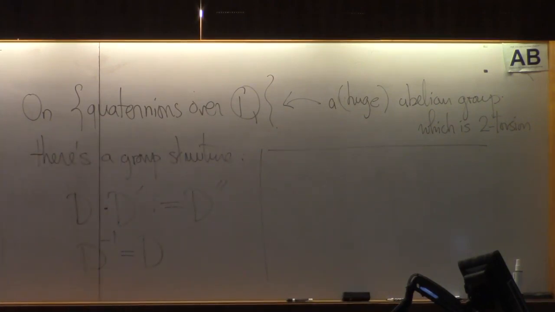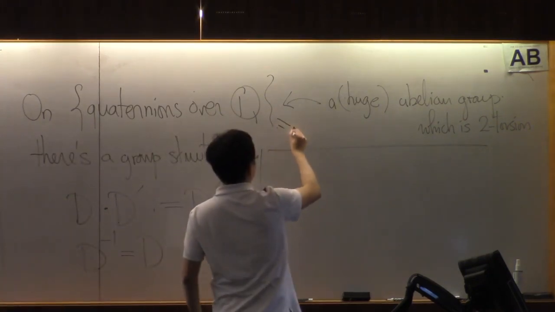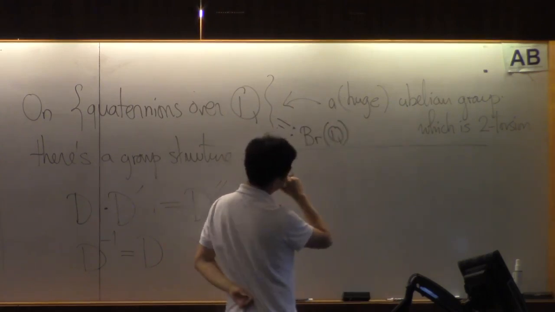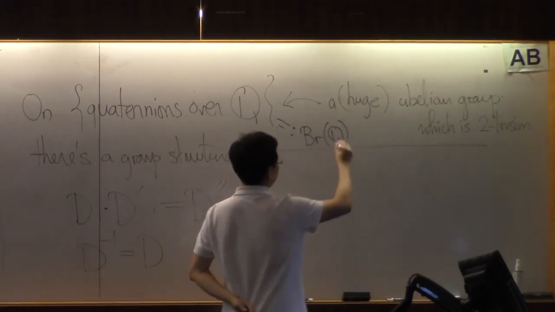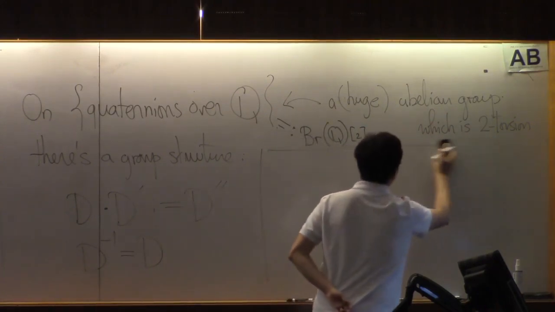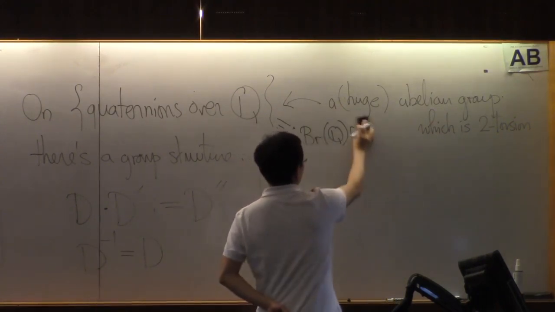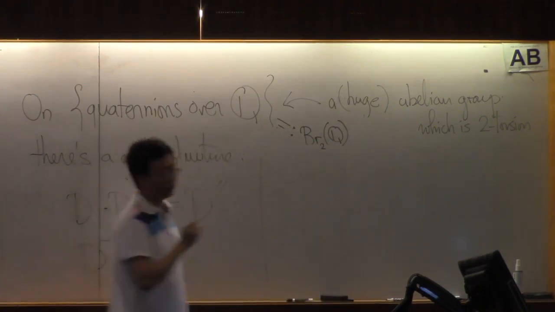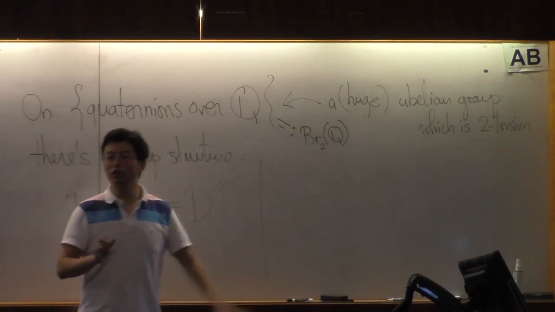Now let's do this again. What does the theorem say? Let me give it a name. Let me write it as the Brauer group. I'm doing a full notation, I put a 2. It's very non-standard.